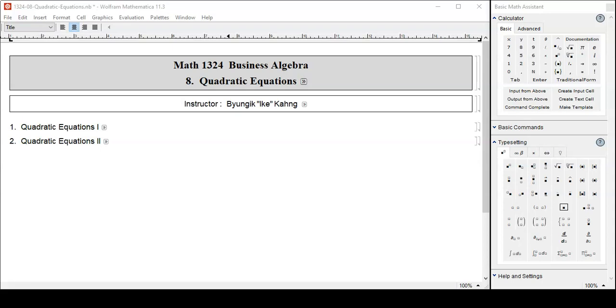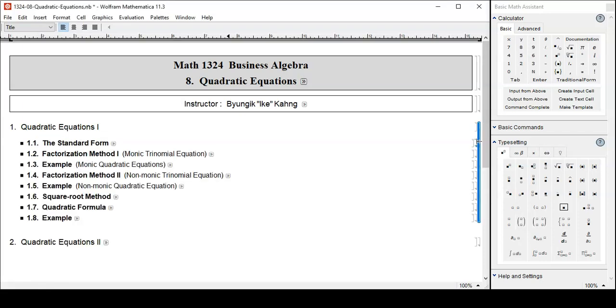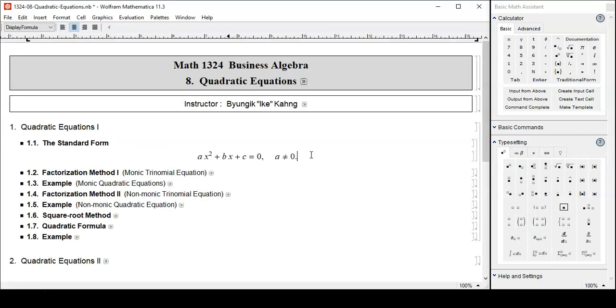Hello students, welcome back. Let's resume our discussion on quadratic equations. A quadratic equation is a polynomial equation that can be simplified into this form. And we're going to discuss three types of solution methods. One is a factorization method, which we partly discussed already in the previous video and will resume in this video. And then there are two more, the square root method and the quadratic formula method. These will be discussed in separate videos.